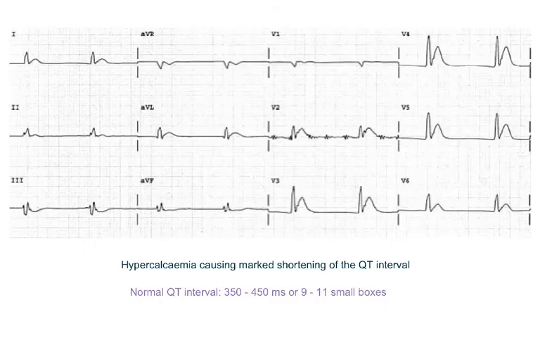So this is an ECG of hypercalcemia where you can see that the QT interval is very short. Normally the QT interval is either 350 to 450 milliseconds, or in simple words you can remember that it is 9 to 11 small boxes. But if you see in this ECG, the T wave is merged with the QRS complex. You can't even see the ST segment in between. So it is literally 5 to 6 small boxes only. So this is an ECG of hypercalcemia.